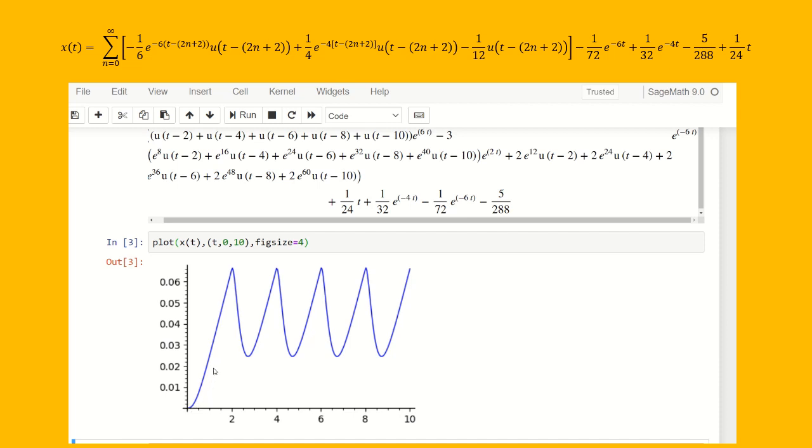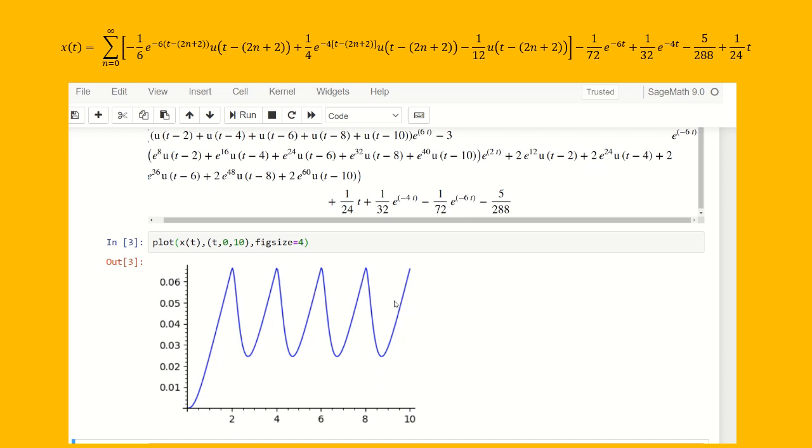And then as time goes on from 0 to 2, the mass goes up to a displacement of about 0.07, I guess, maybe not quite that much. And then it goes back down to maybe about 0.25. Then it goes up and down, up and down, up and down.